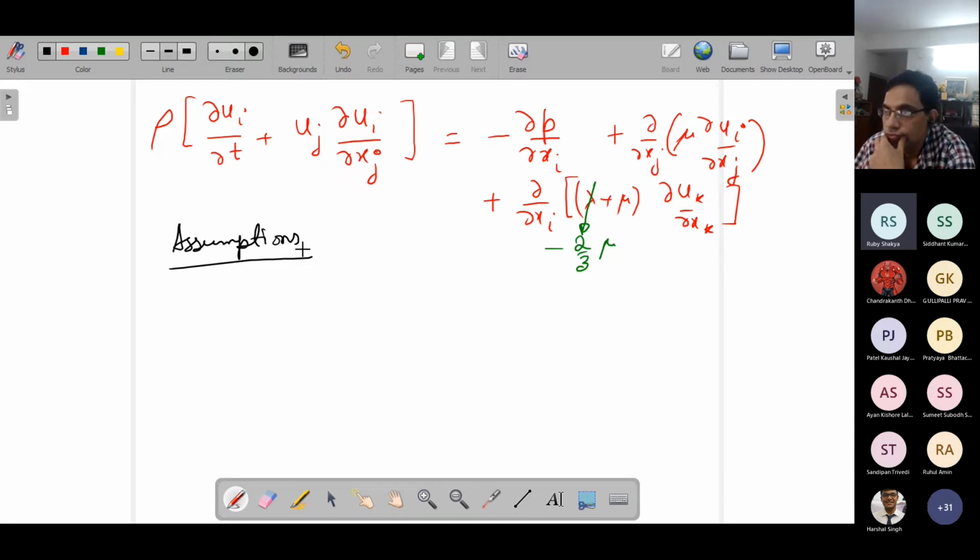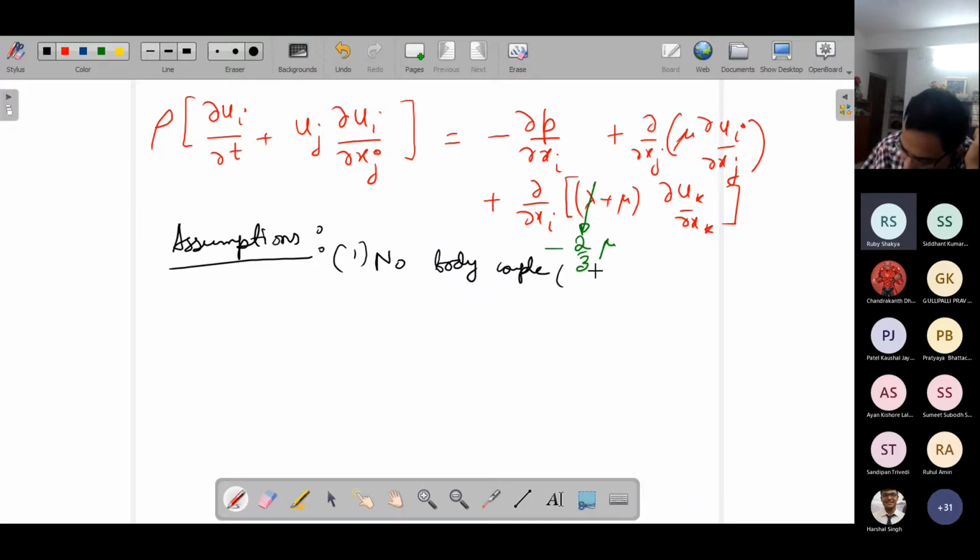Tau ij is equal to tau ji. So that is, we can say, no body couple. That gives rise to tau ij equal to tau ji. This is just a physical way of writing this. So this has followed from angular momentum consideration. Okay, number 2.